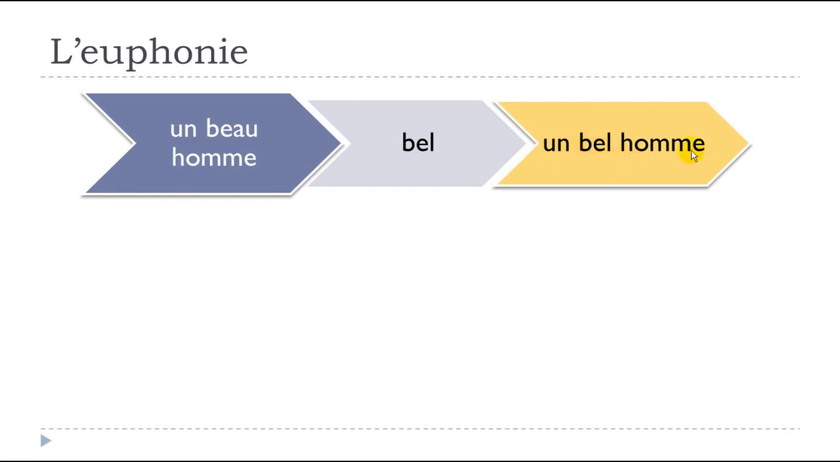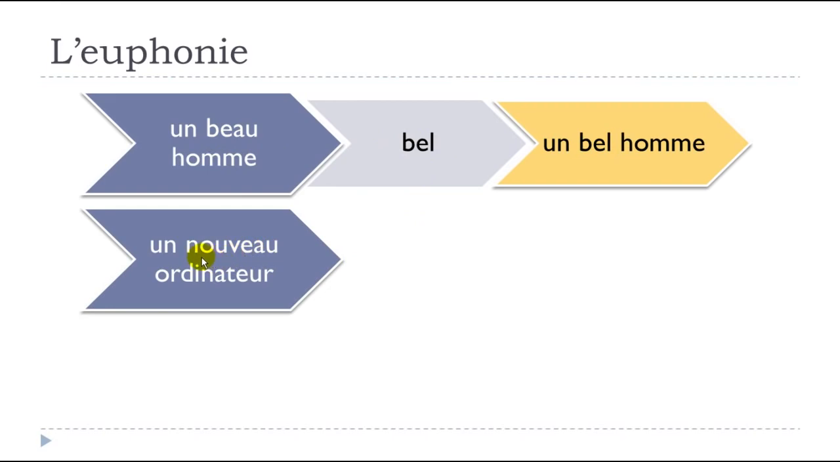Un bel homme. Remember, I say the sound of a vowel because, if you look carefully, you've got an H here, and it's not a vowel at all, but in French we don't pronounce it. So the first thing that you hear is the O, the vowel here. And that's the main reason why we have to use this form. So remember, beau masculin, and then bel as well, written like that, masculin.